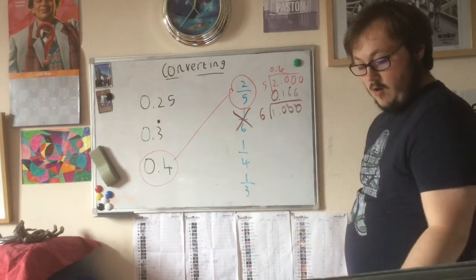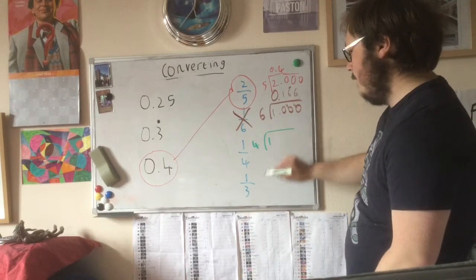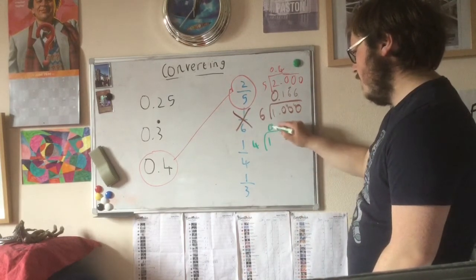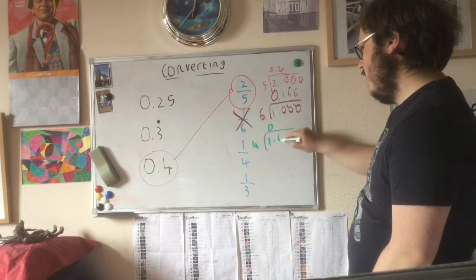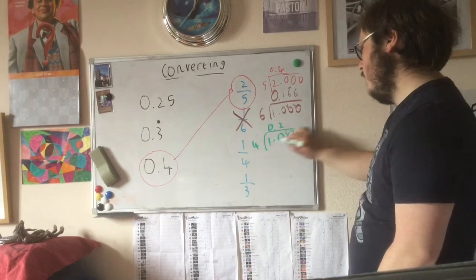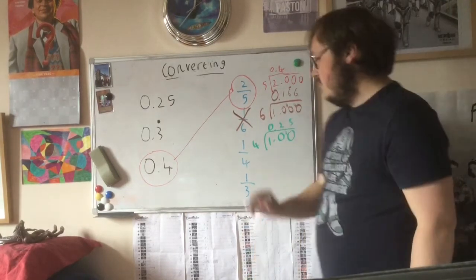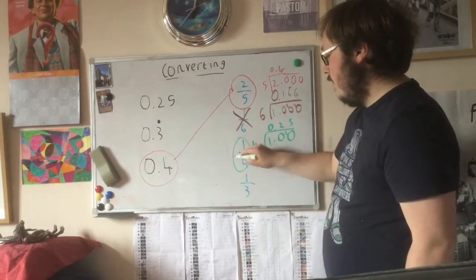So let's do our 1 over 4. So 4 and 1. How many 4s go into 1? Well, 0, so we put our decimal point. How many 4s go into 10? Well, 2 with a remainder of 2. How many 4s go into 20? 5 with a remainder of 0. We keep it like that, so it matches with this one.